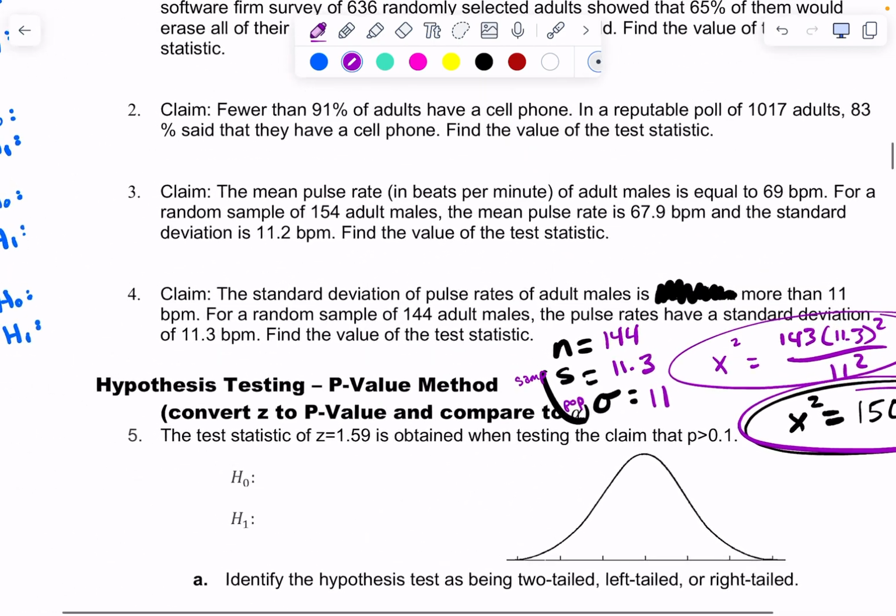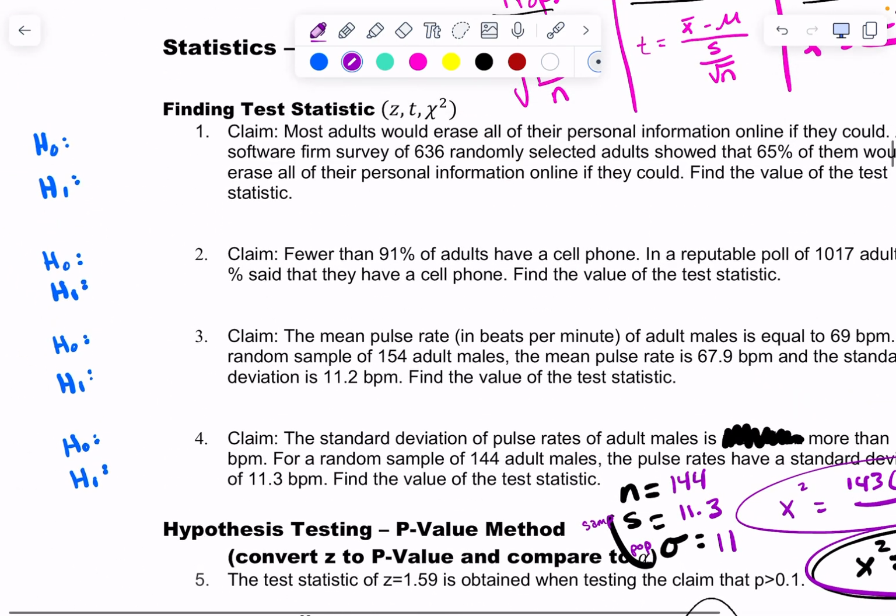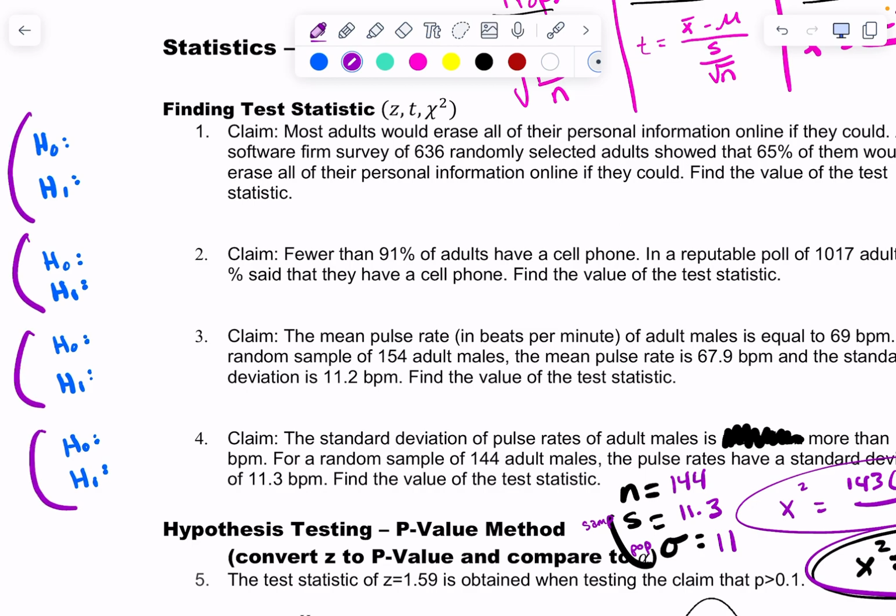But what I want to do before we go back to the notes and before we start doing anything more is I'm going to add to this and we're going to find out our hypotheses for each one, 1 through 4. All right, so here we go.